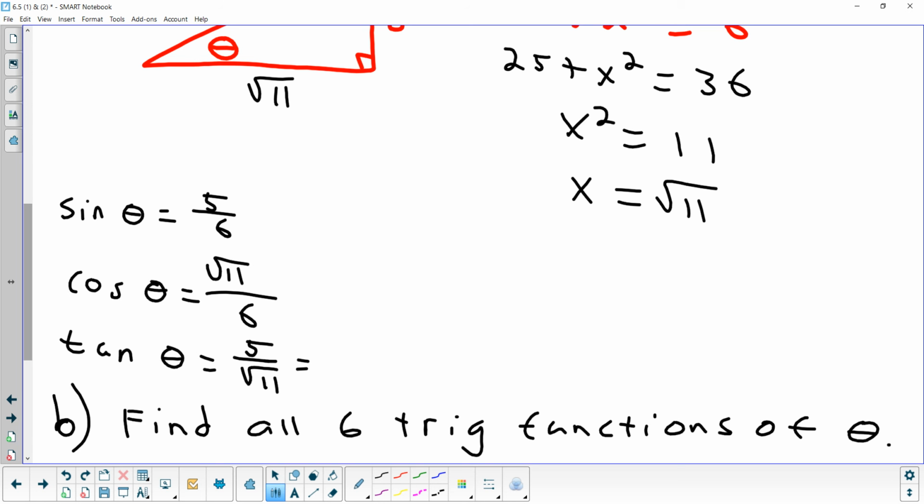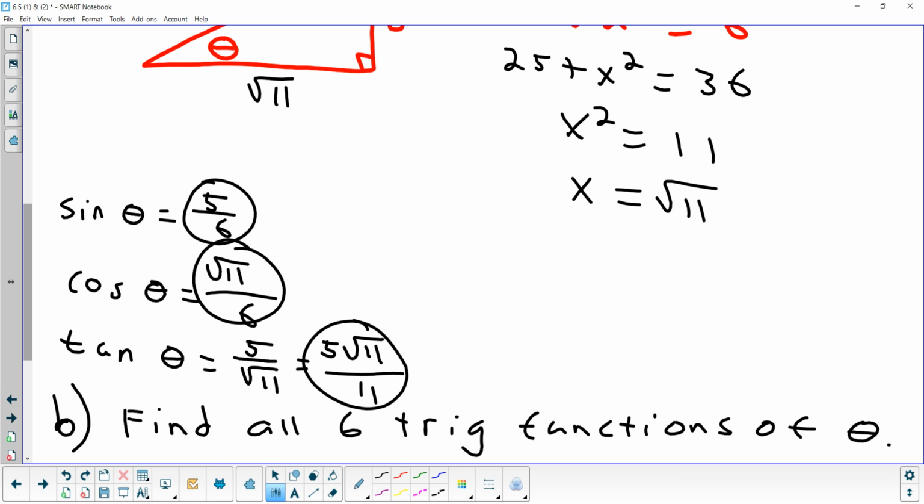How do you fix having a square root in the bottom? What do you have to multiply by? Francesca? You multiply it by the square root. Yep, multiply the top and the bottom by the square root. So the top becomes 5 times the square root of 11, and the bottom becomes the square root of 11 times the square root of 11, which is 11.